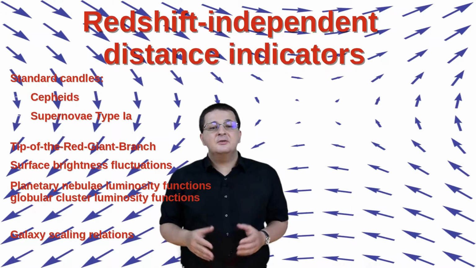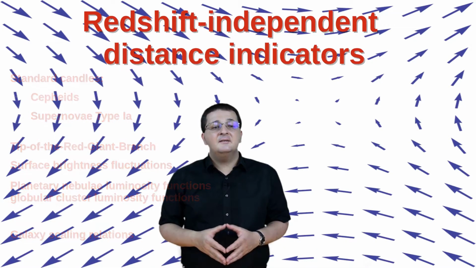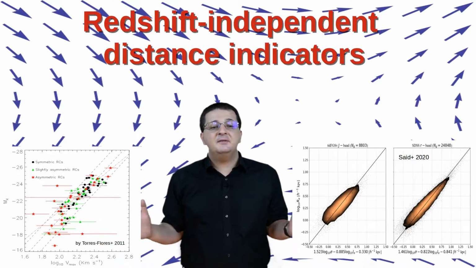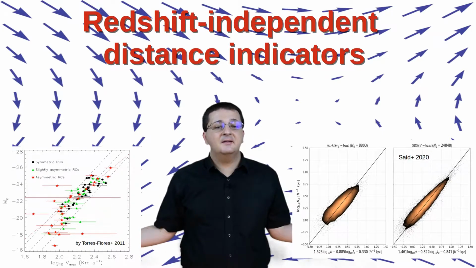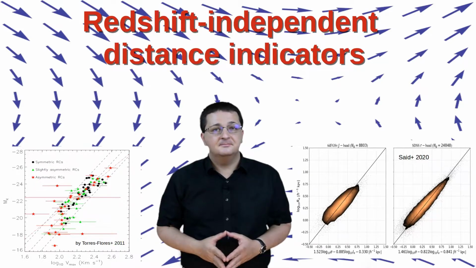Despite their considerable intrinsic scatter of about 20%, galaxy scaling relations such as the fundamental plane and the Tully-Fisher relation have the advantage that they can be applied to a very large number of galaxies within the local universe, which balances out the disadvantage.